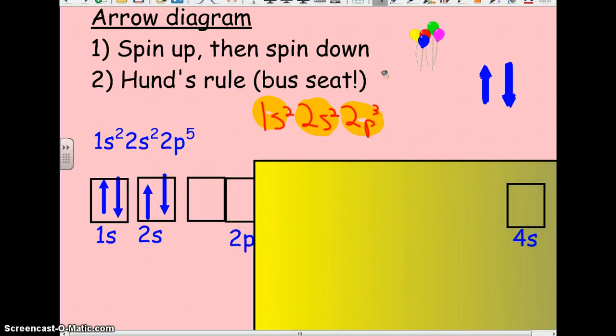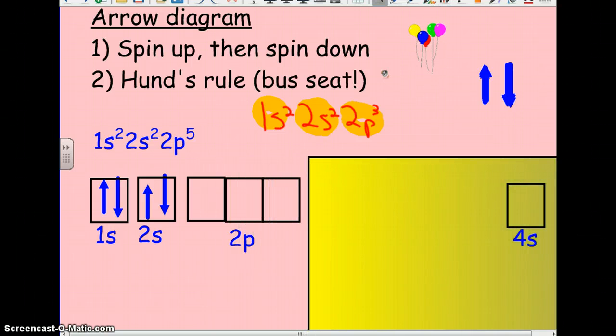Since it's a p, now it gets 3 boxes because there are 3 orbitals. And I put the electrons in. Now I have choices where to put them, so make sure you don't put them in the same box. In the S, there was only 1 choice, 1 box, so you had to put electrons spin up and spin down right away. Here we can keep them separated. So I have 1, the next one goes in the next box, 2, and then 3. And that's it for nitrogen.